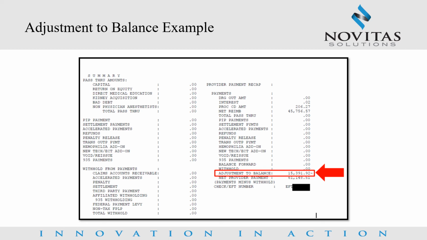Adjustment to balance example. This example demonstrates how an amount that needs adjusted to balance is reported on the remittance advice. Take note of how the adjustment to balance appears as a negative amount. Knowing that amounts reported in this field need to be added back into the net provider payment will avoid confusion and balance the remittance advice for that date.